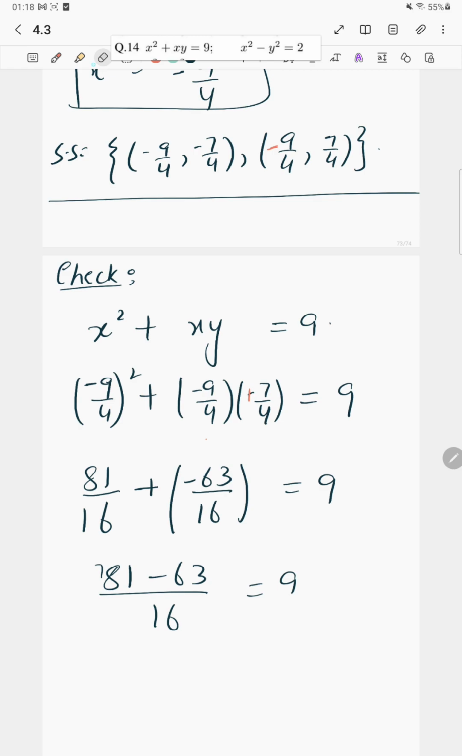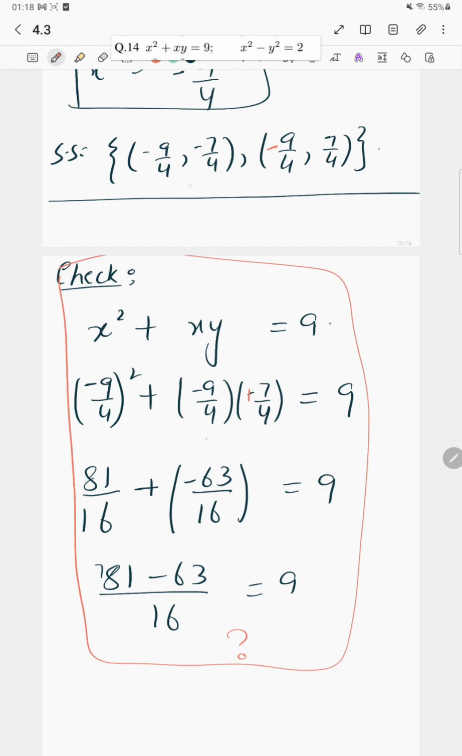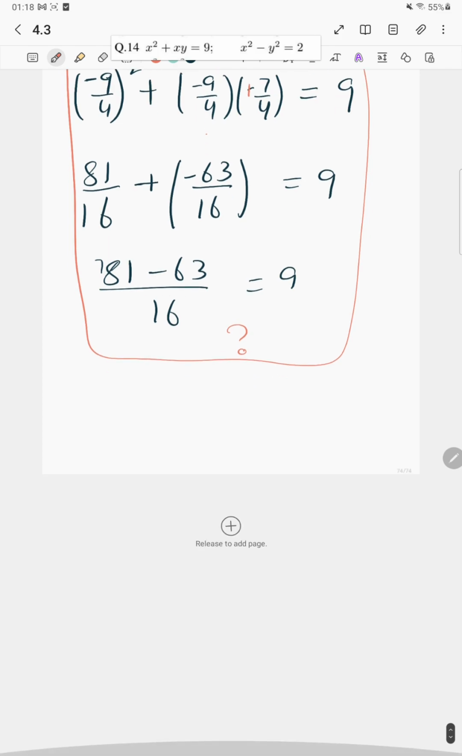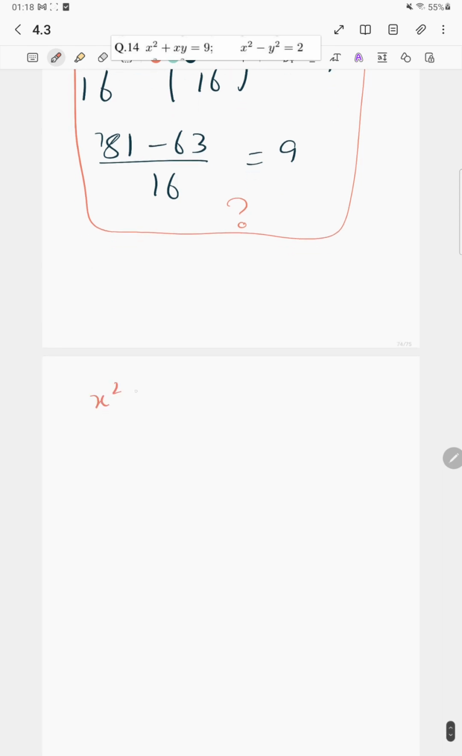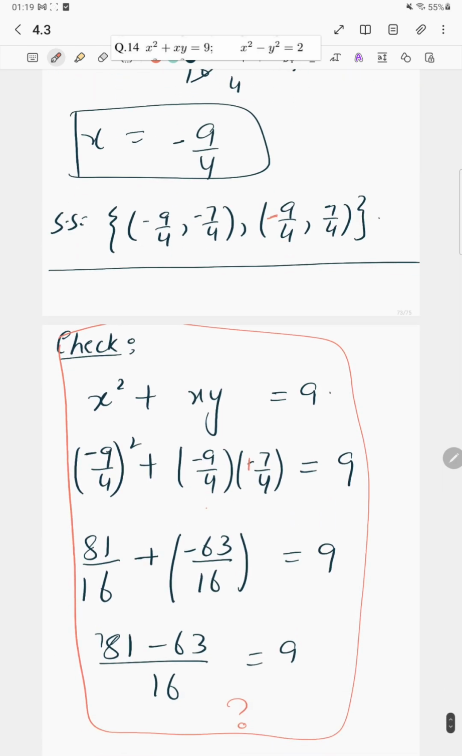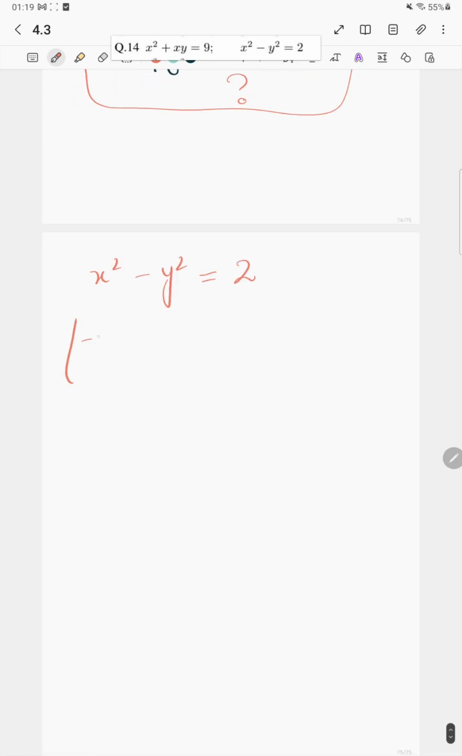So we can understand from here that this is not satisfying this equation. Why? Because we have these two solutions for the other equation, that is x square minus y square is equal to 2. So it is not going to satisfy this equation. If we take the other equation, x square minus y square equal to 2, and now put the values minus 9 by 4 and minus 7 by 4, it's minus 9 by 4 squared minus 7 by 4 squared, which is equal to 2.